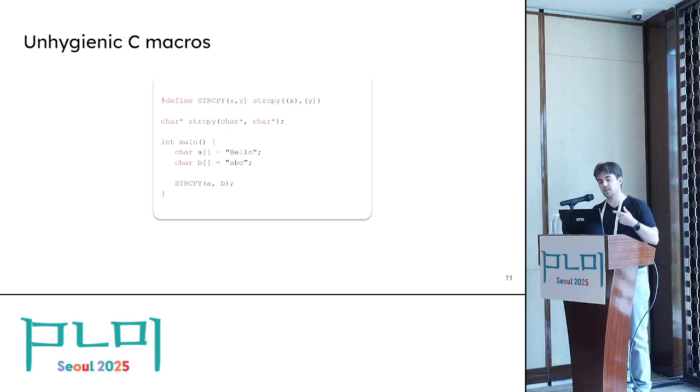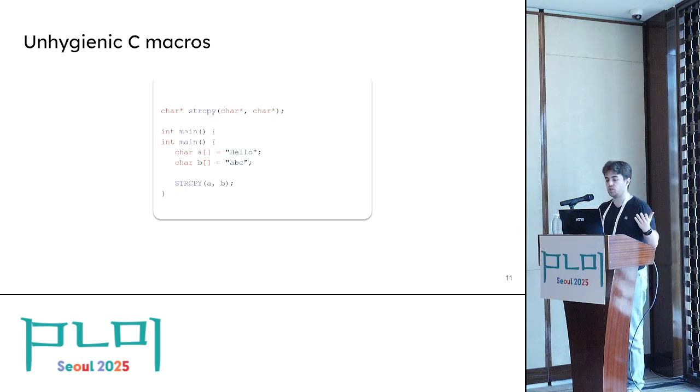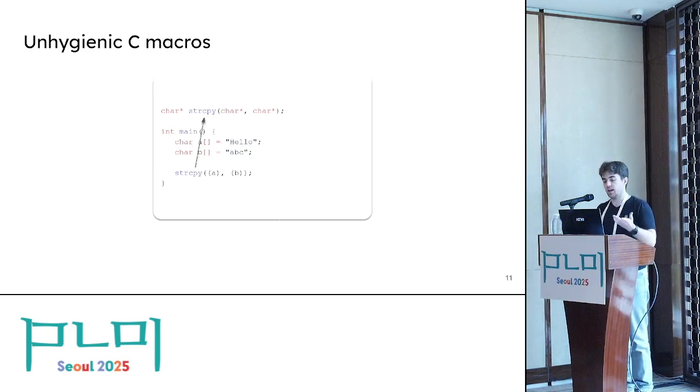For the unhygienics, here's a small example of the things that can happen. In this case, we have a macro called store copy, which invokes the store copy function in C. If you use the macro and you throw this program through a preprocessor, you'll get something like this, which is what you would expect. Store copy is being called.